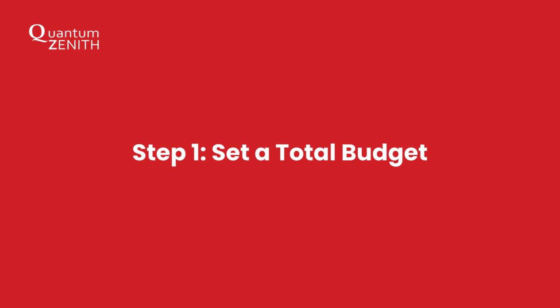First things first, assess your financial situation. Take a look at your income, your expenses, and any existing debt. Understanding your financial landscape is critical for making a realistic budget. Step 1. Set a total budget. Now that you know where you stand financially, set a total budget for the festive season. This includes gifts, decorations, and any other expenses you have in mind.